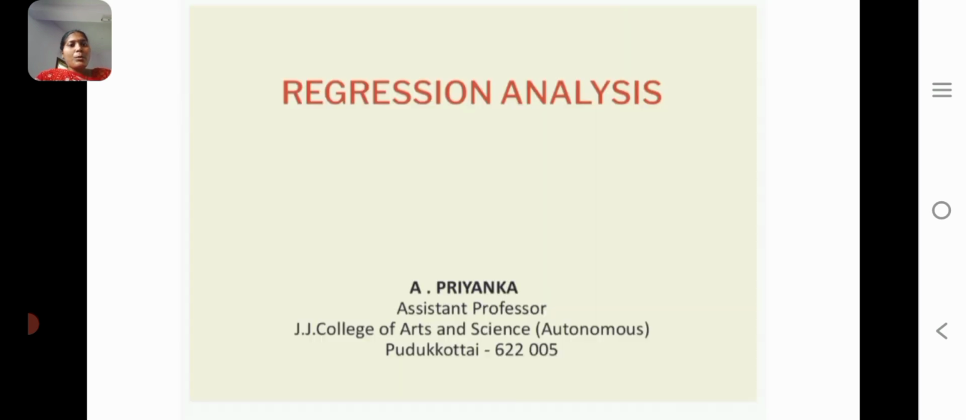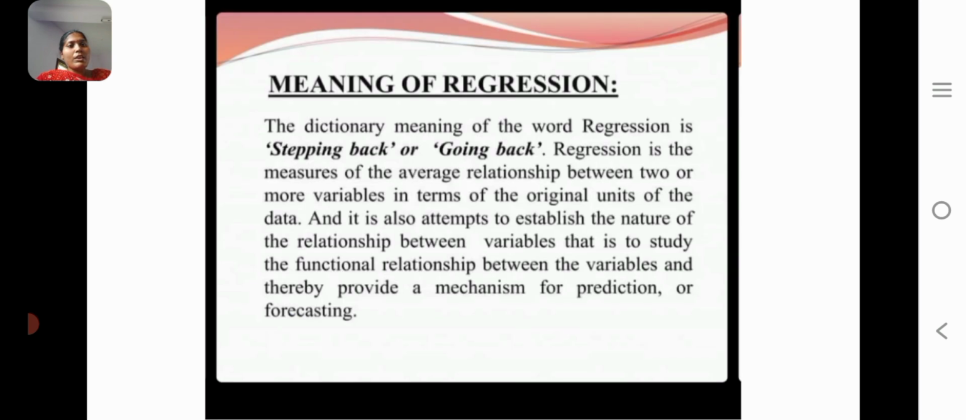Today we discuss the topic of regression analysis. First we see the definition and the meaning of regression. In the dictionary, the meaning of regression is stepping back or going back.